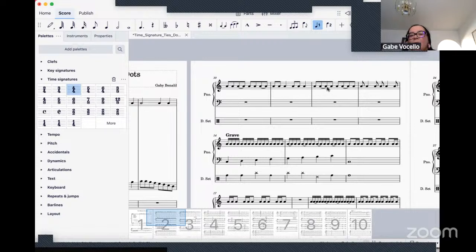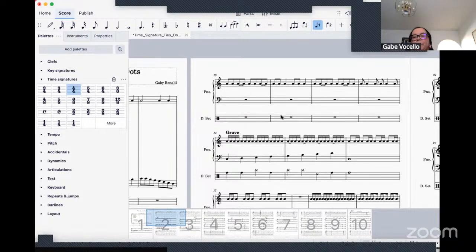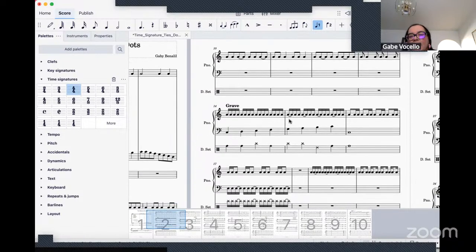Eighth note, eighth note, eighth note, okay? Two 16th notes are equal to an eighth note. So ta ta ta ta ta.